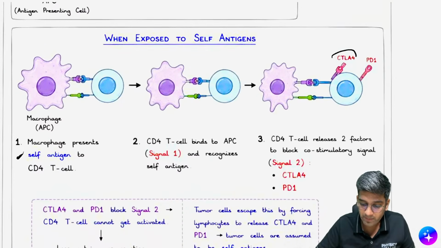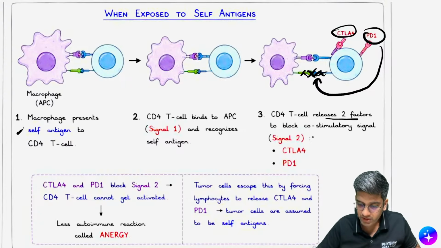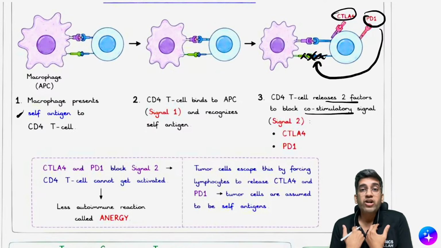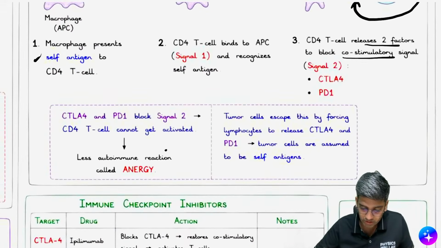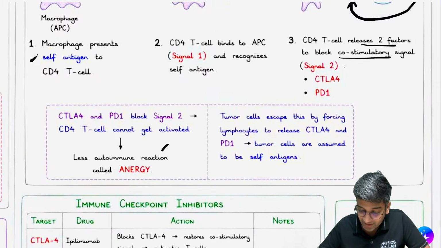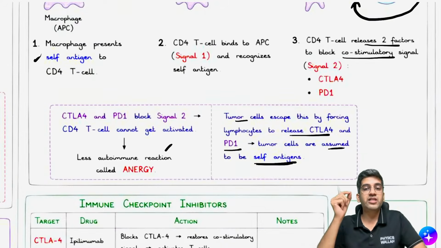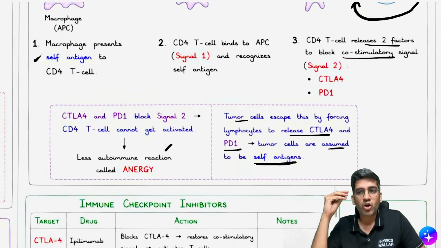So they produce two molecules, CTLA4 and PD1, that go and destroy the second signal. The T cell releases two factors. They block the co-stimulatory molecule. When I destroy the second signal, my body cannot react against a self-antigen. That's a mechanism of preventing autoimmunity. We call it anergy. This is good for me. But what tumor cells did was, tumor cells also started escaping by the same route. They produce CTLA4, PD1, and made my body assume that tumor cells are self-antigen. They are very, very cunning. Once they assume tumor cells are self-antigen, automatically they won't be destroyed.